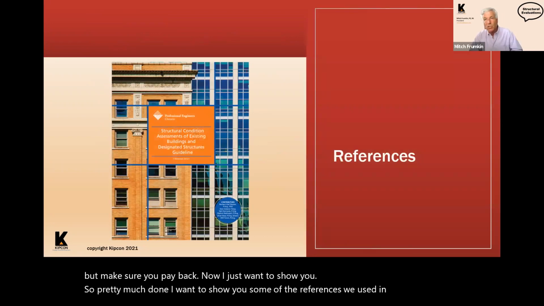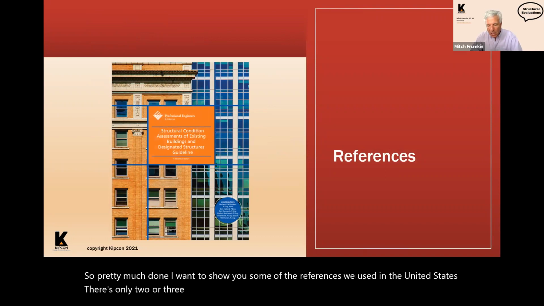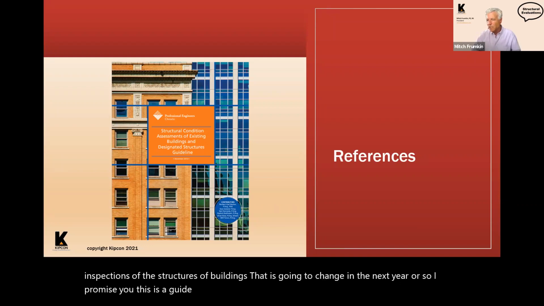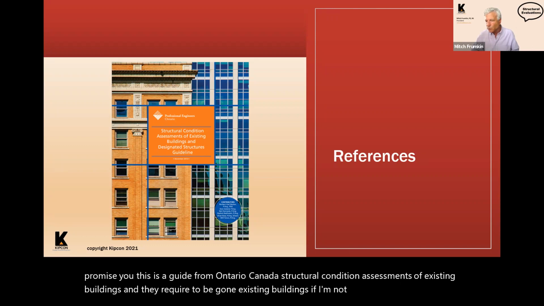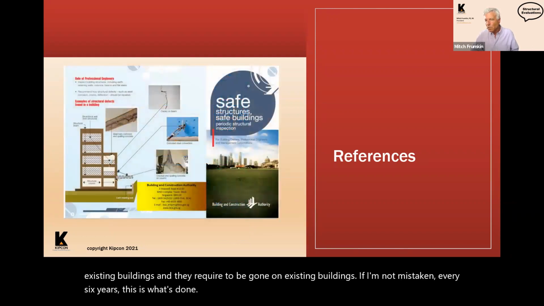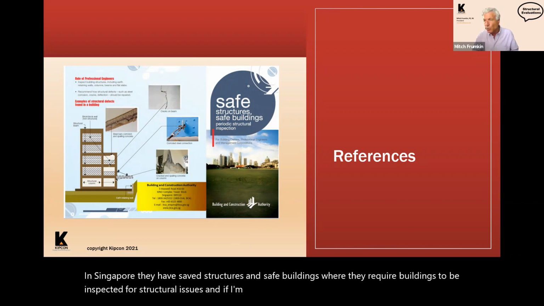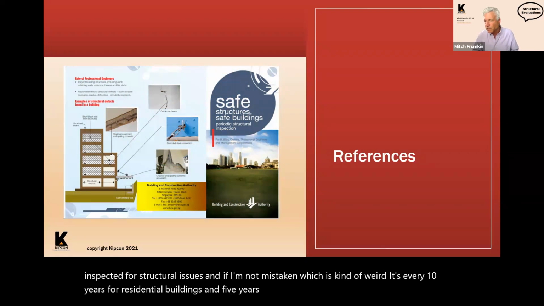In the United States, there's only two or three places across the country that have requirements for periodic inspections of the structures of buildings. That is going to change in the next year or so, I promise you. This is a guide from Ontario, Canada, structural condition assessments of existing buildings, and they require it to be done on existing buildings, if I'm not mistaken, every 6 years. In Singapore, they have safe structures and safe buildings where they require buildings to be inspected for structural issues. And if I'm not mistaken, which is kind of weird, it's every 10 years for residential buildings and 5 years if it's not residential, which is kind of weird.